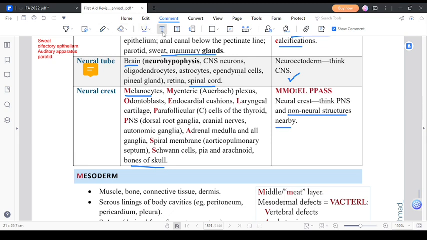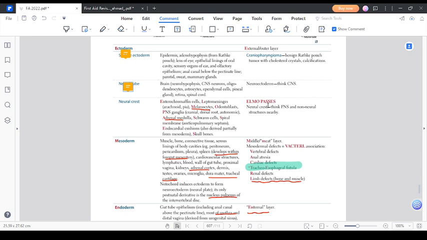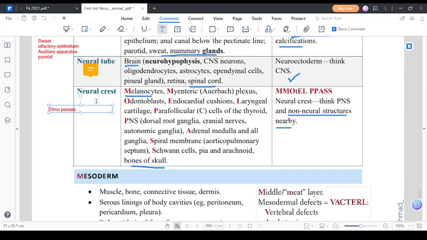So let's write it over here. It is ELMOPASSES, right? ELMOPASSES, if I'm not wrong. This is the mnemonic, and now let's start writing it down. E is for the endocardial cushions.